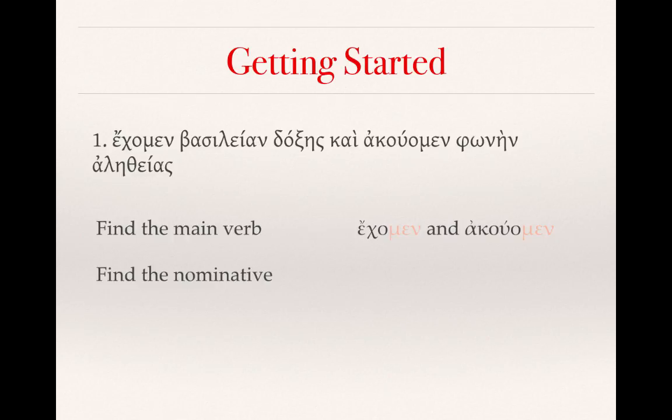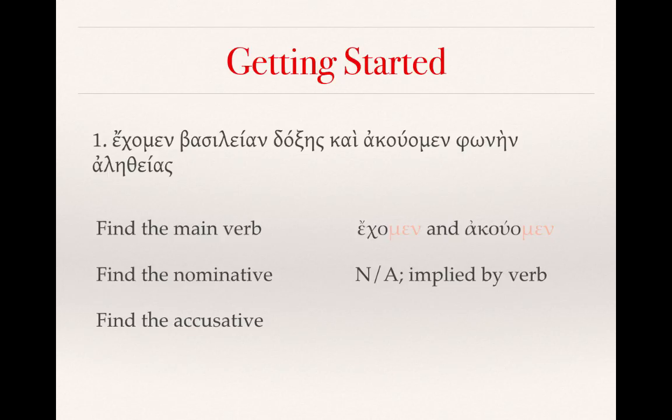Next, we would like to find the nominative. Now in this case, there is no noun in the nominative case. Rather, it is implied by the verb echomen and akuomen. So we know that the subject of those verbs is "we" because of the form of those verbs. So "we have" and "we hear" are the verbs.